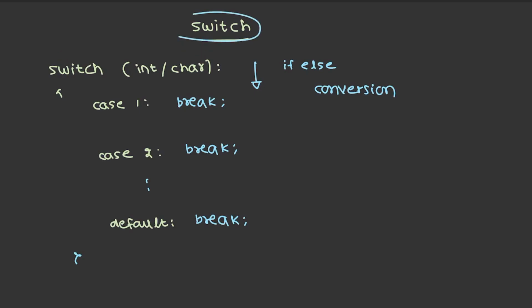Let's try to understand the switch case. You need to remember, in the case of switch, we can have an integer or a character. We cannot have a floating point number because, as we have discussed, a floating point number cannot be stored in a precise way.